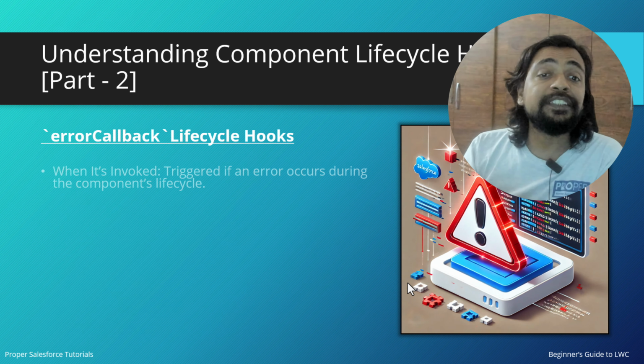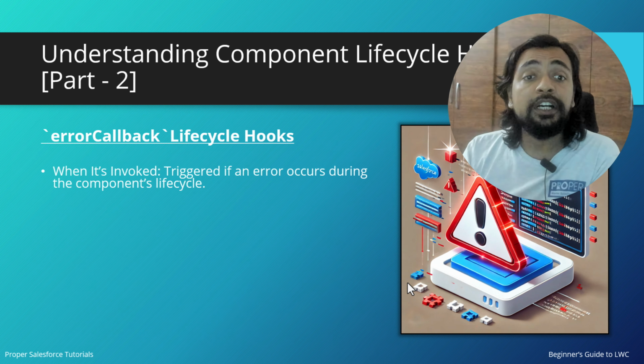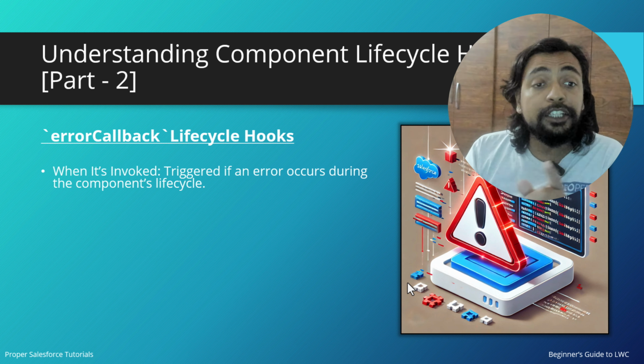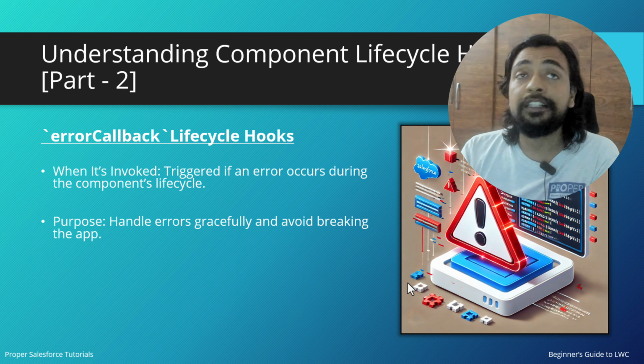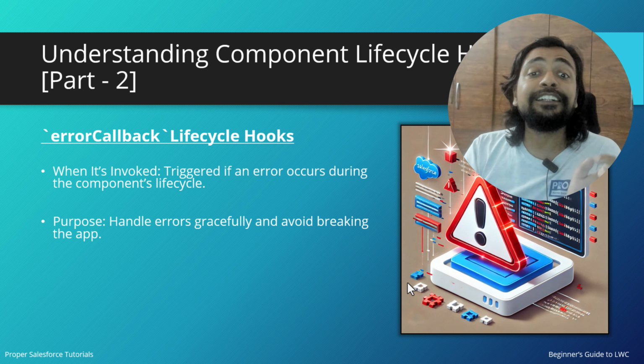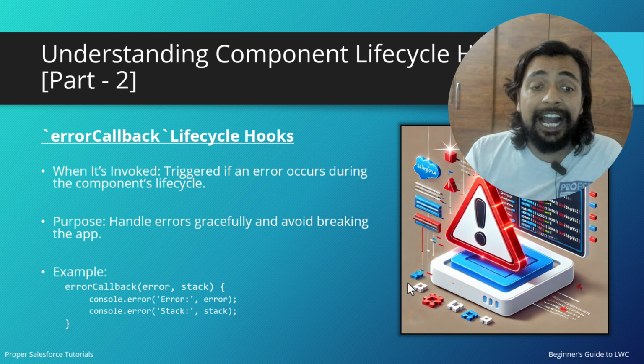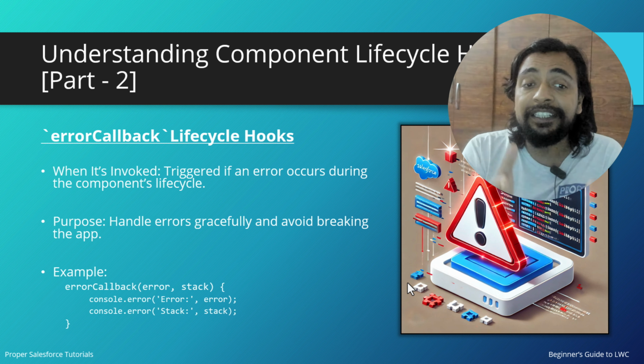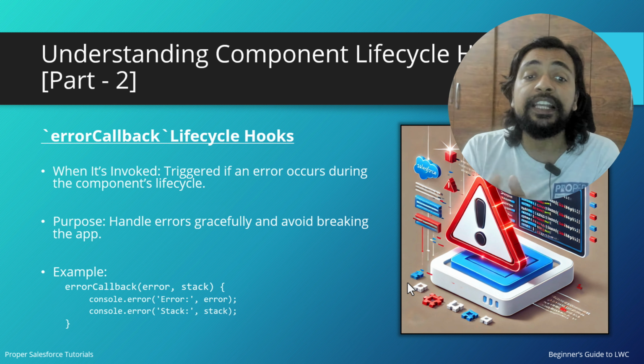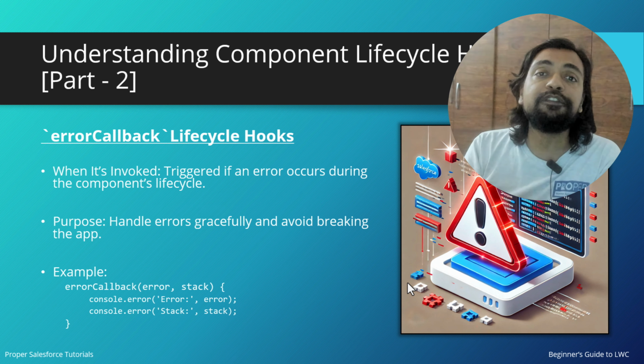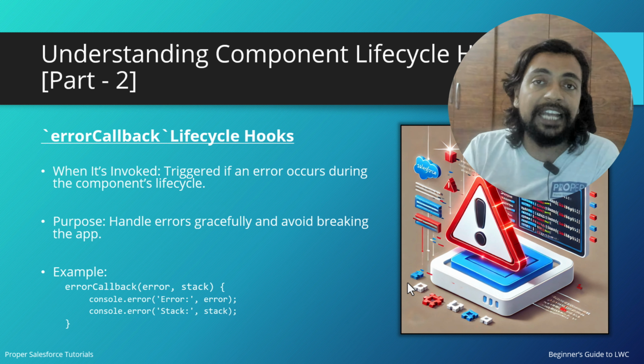Error callback lifecycle hook. Now it is invoked or triggered if an error occurs during the component's lifecycle. Its purpose is to handle errors gracefully and avoid breaking the app. Error callback looks something like this, and it has two parameters, error and stack, which have the information about the error and the stack trace.